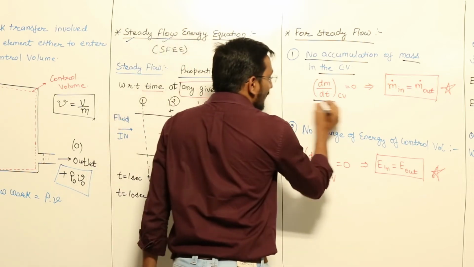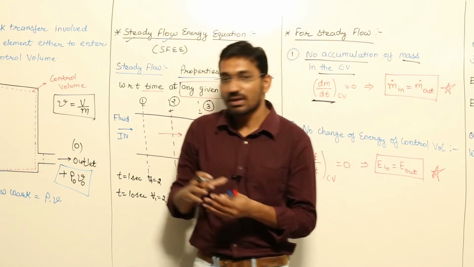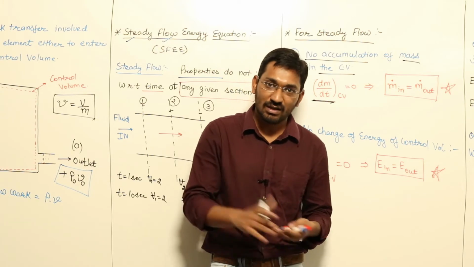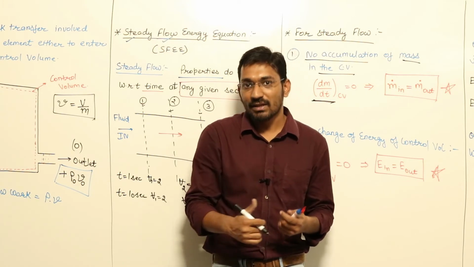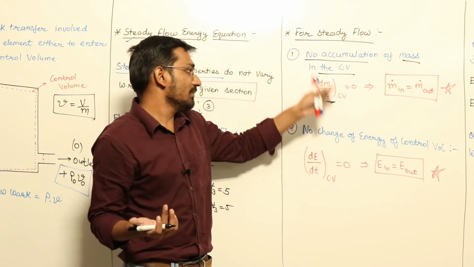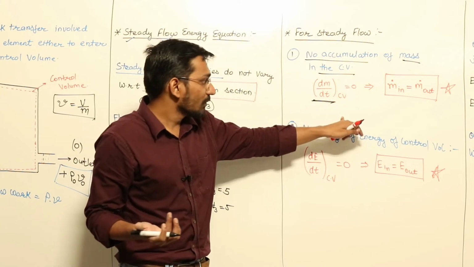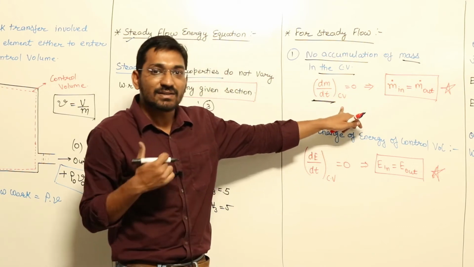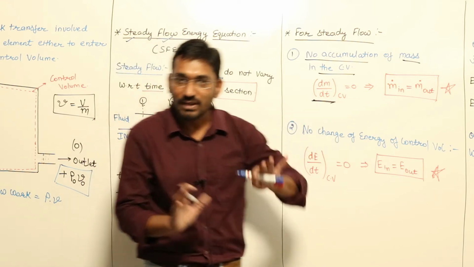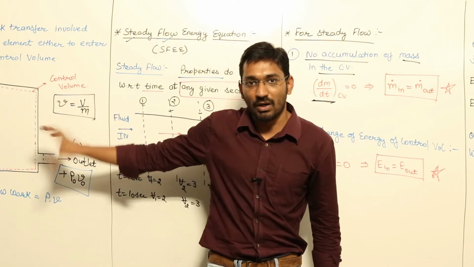So we can say that the rate of change of mass with respect to time, steady flow is there, so time is changing. With respect to time, if the mass of control volume is not changing, that means the change of mass with respect to time is 0. For a control volume, this is the first condition for a steady flow. Steady flow means there should not be any change in this control volume.